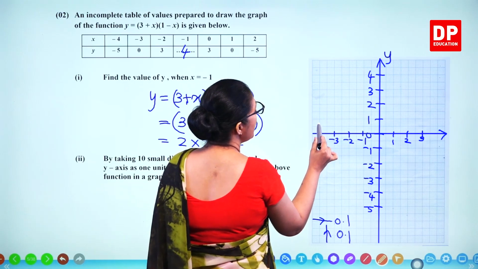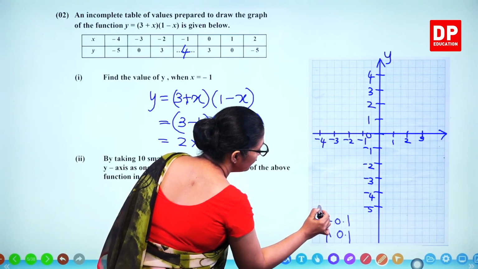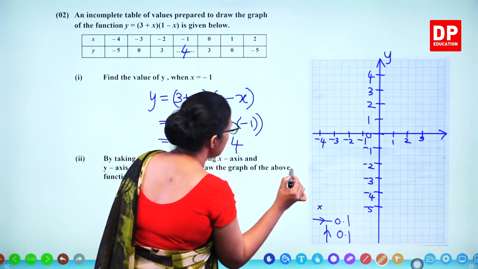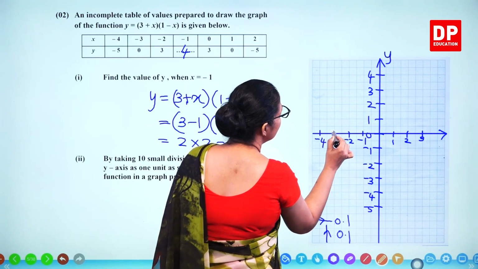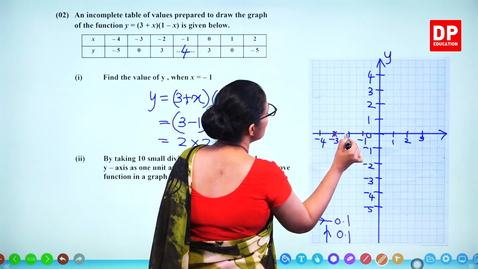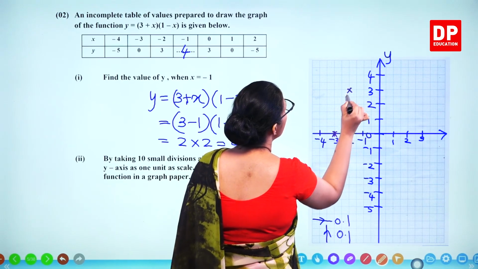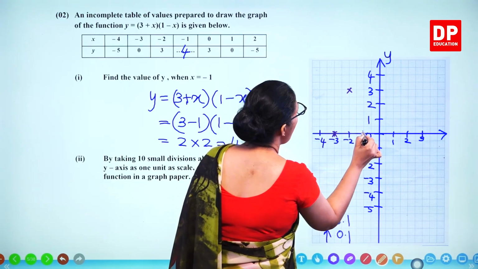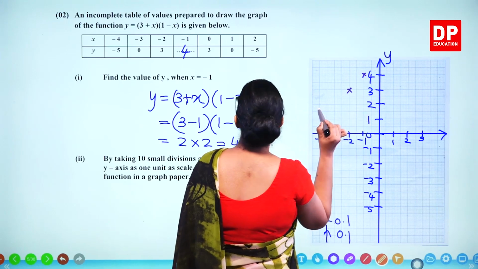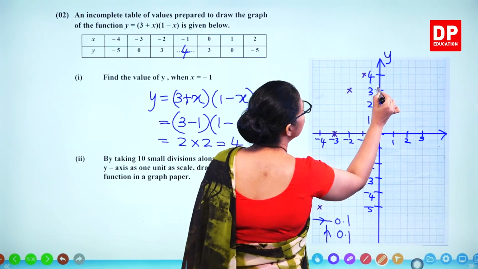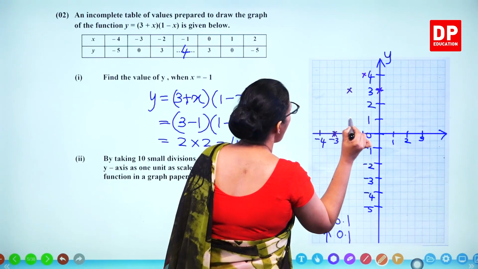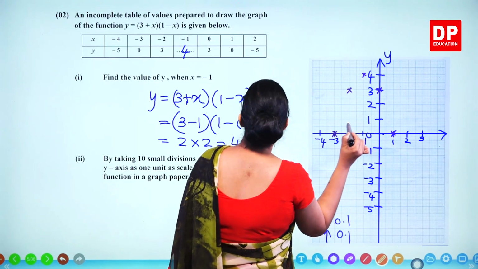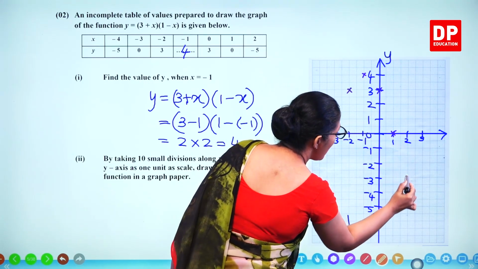-4, -5. -3, 0. -2, 3. -1, 4. 0, 3. 1, 0. 2, -5.